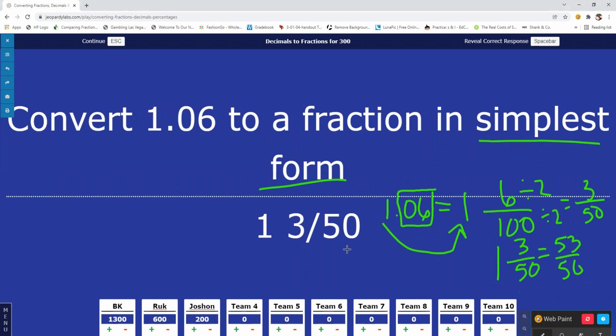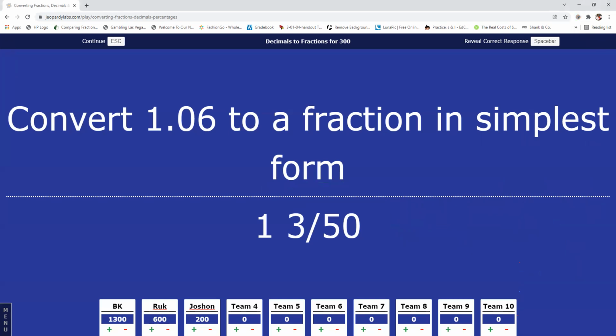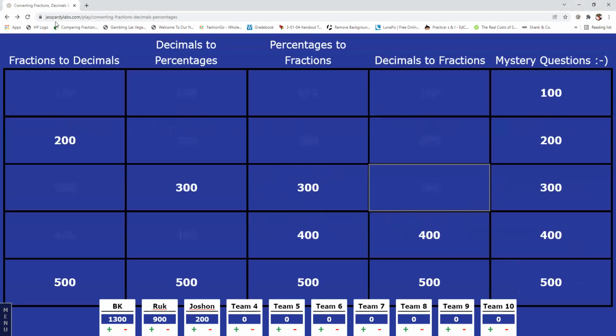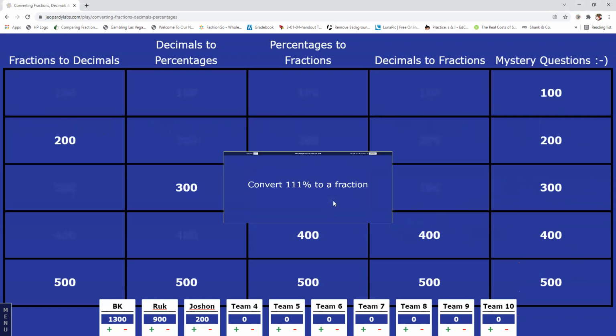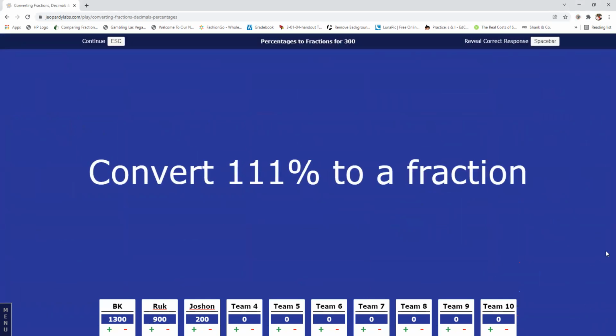And I believe the first person who got that correct was Rook. It was Rook. Perfect. All right, so remember, top 3 scores, so anybody can still get in on the game. All right, let's go. Percentages to fractions for 300. Convert 111% to a fraction.